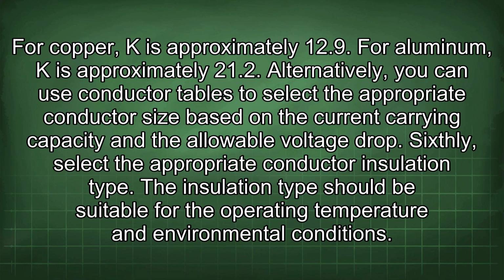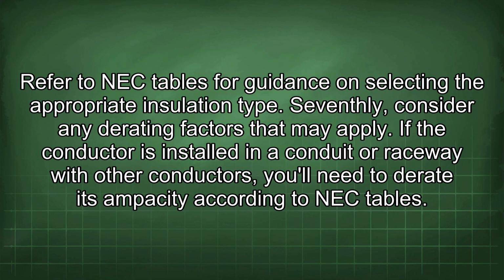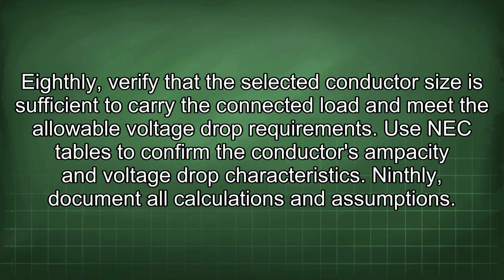Sixthly, select the appropriate conductor insulation type. The insulation type should be suitable for the operating temperature and environmental conditions. Refer to NEC tables for guidance on selecting the appropriate insulation type. Seventhly, consider any derating factors that may apply. If the conductor is installed in a conduit or raceway with other conductors, you'll need to derate its ampacity according to NEC tables. Eighthly, verify that the selected conductor size is sufficient to carry the connected load and meet the allowable voltage drop requirements. Use NEC tables to confirm the conductor's ampacity and voltage drop characteristics.